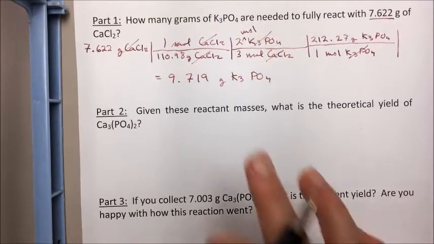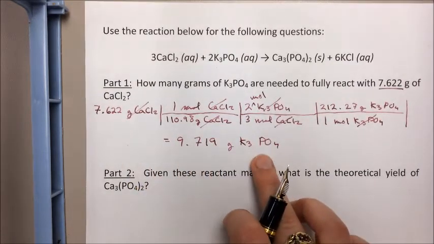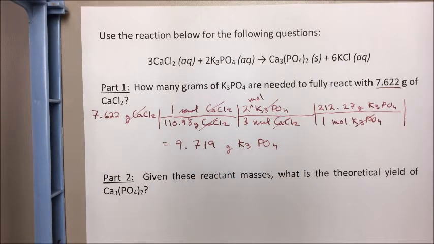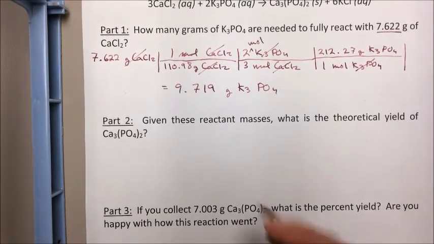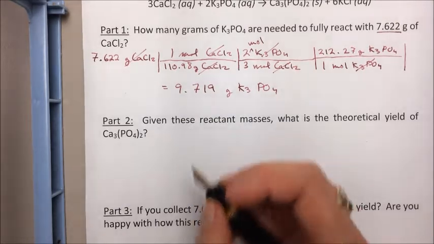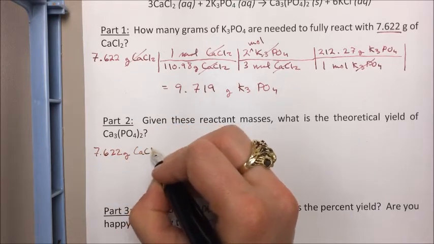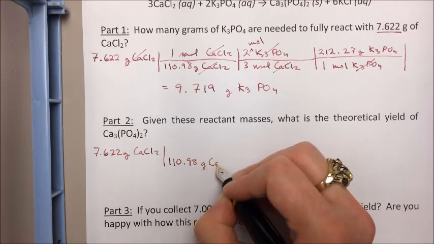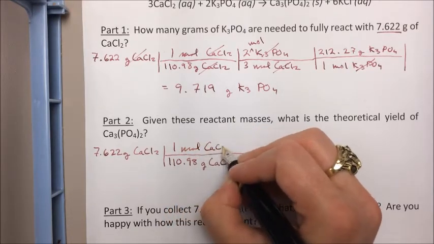So next, given these reactant masses, what is the theoretical yield of calcium phosphate? Now, since we calculated exactly how much potassium phosphate we needed, we could use either one of these to get our theoretical yield. I'm going to go ahead and start from that calcium chloride again, but for practice, you could try using the potassium phosphate. 7.622 grams CaCl2. We're going to convert it to moles again, 110.98 grams of CaCl2 to 1 mole CaCl2.